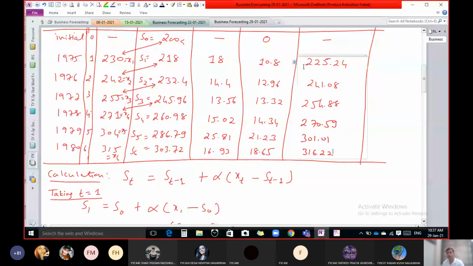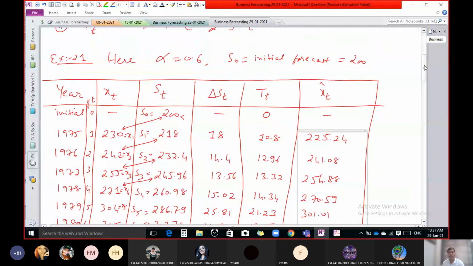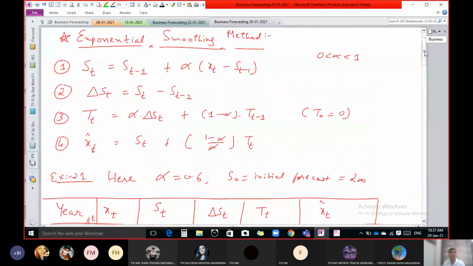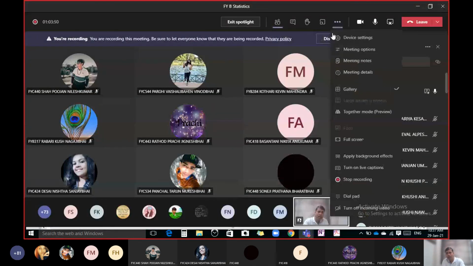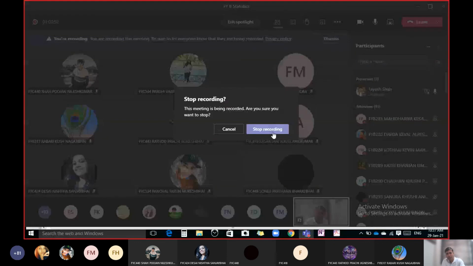So these are the values of forecasting X_t cap, and that is the end of this question. You just require to learn these 4 formulas, and you will get the answer, and you also know how to learn these 4 formulas. So this is the end of this chapter, and still we have one more chapter left according to the syllabus.